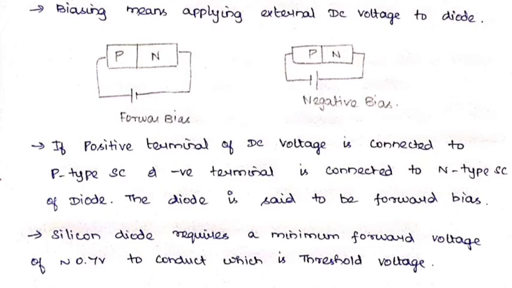The silicon diode requires a minimum forward voltage of approximately 0.7 volts to turn on the device, which is known as the threshold voltage. I repeat it once. The minimum voltage required to switch on the device is known as the threshold voltage. For a silicon diode, the threshold voltage is 0.7 volts. For a germanium diode, the threshold voltage is 0.3 volts. In forward bias, the diode is in the on condition, that is, turned on.